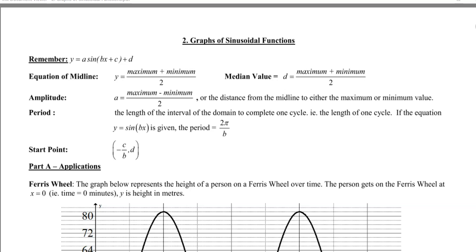The period is the length of the interval of the domain to complete one cycle, or the length of one cycle. If in the equation y = sin(bx) they give you a b, the period is 2π over b. Okay, and that's actually on your formula sheet. Speaking of formula sheets, on the formula sheet you've got the two things for sinusoidal: y = a sin(b(x + c)) + d, and then the period of 2π over b.